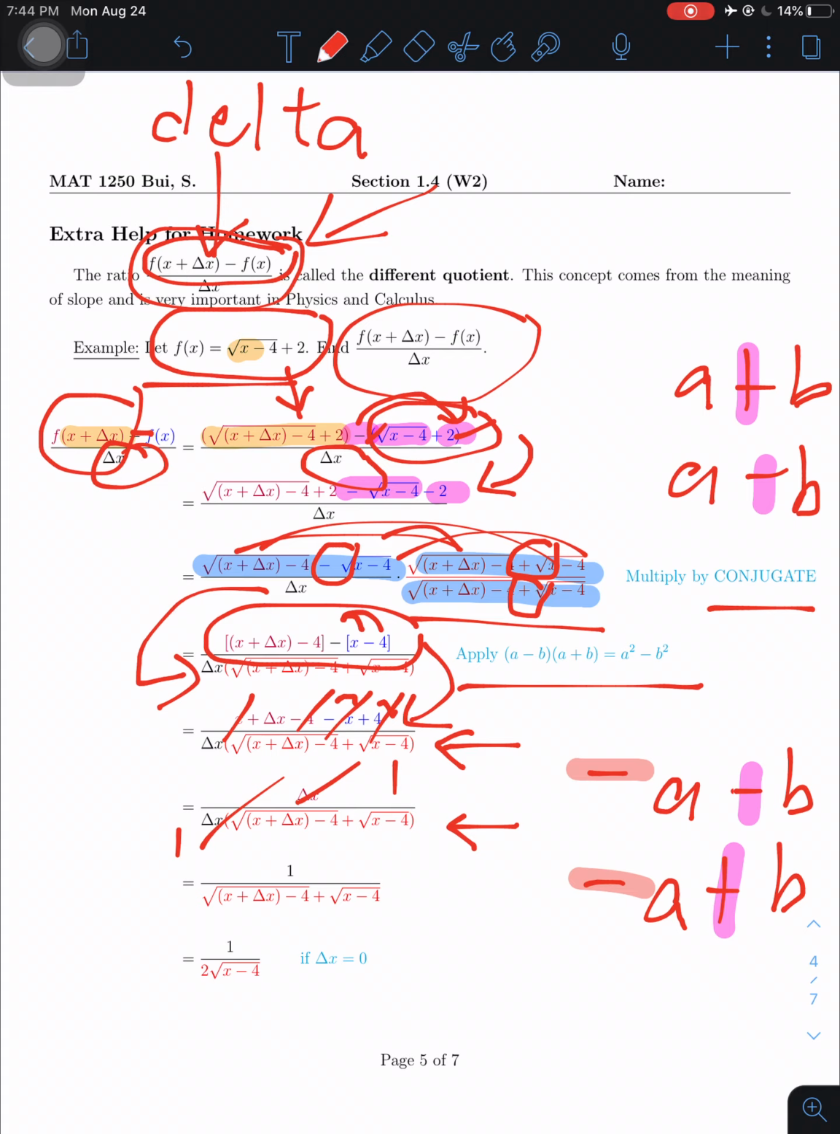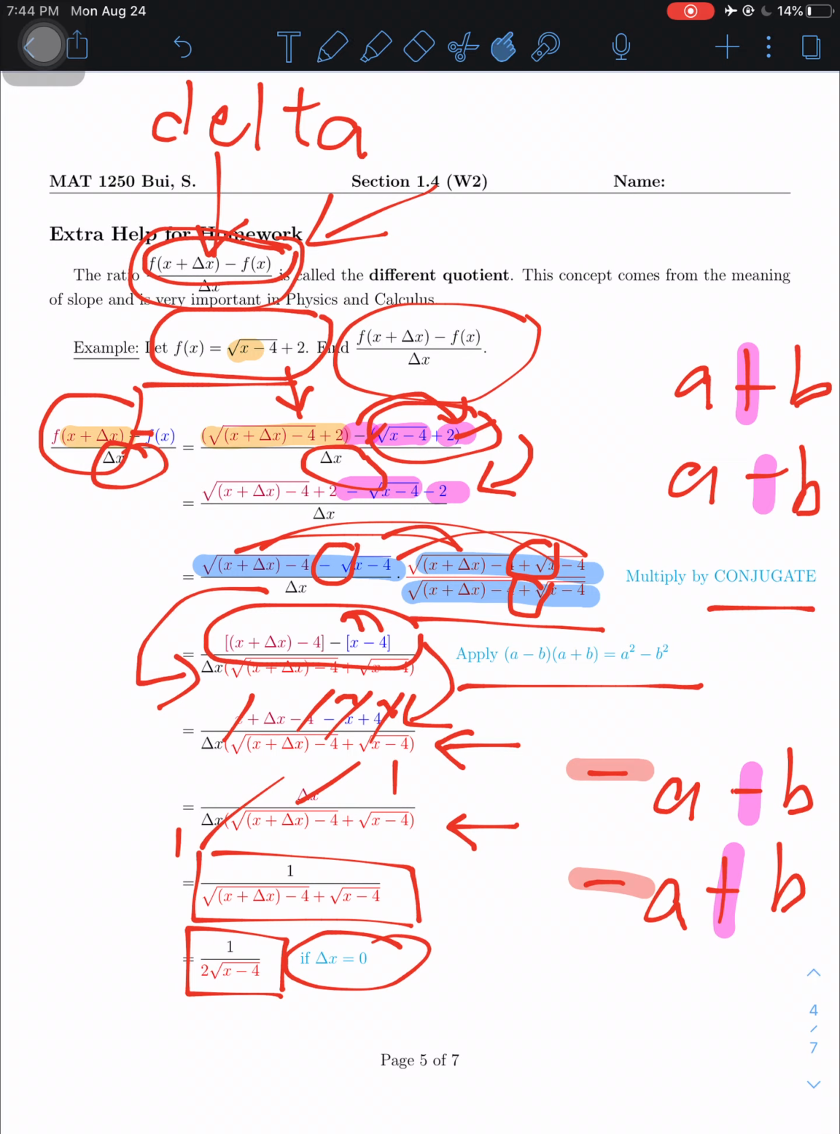And lastly, this could have been the answer, but if you want to go further, if you want to plug in 0 for delta x, you're going to get this, okay? And this is actually one of the ways to find the derivative of a function. We're going to learn that later, okay? But for now, just focus on the difference quotient. This concept, this page is really hard for me at least. So if you have any questions, let me know, okay? Probably you're not the only one who has this problem, okay?